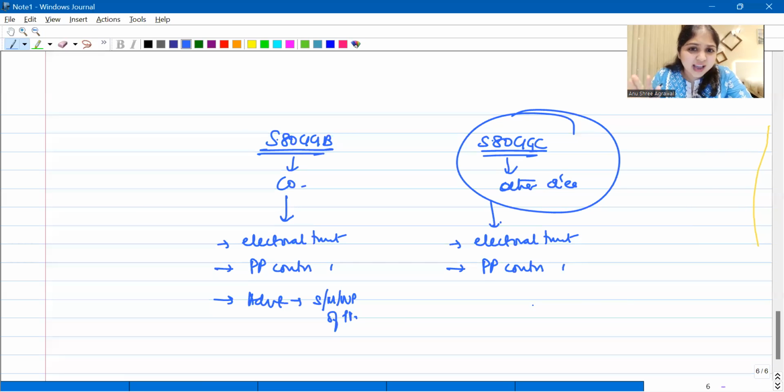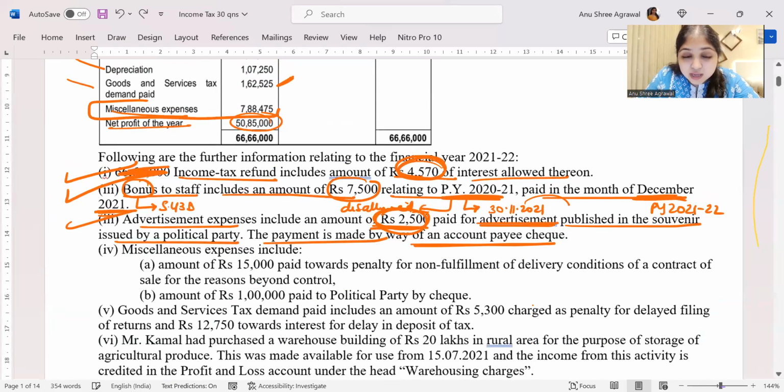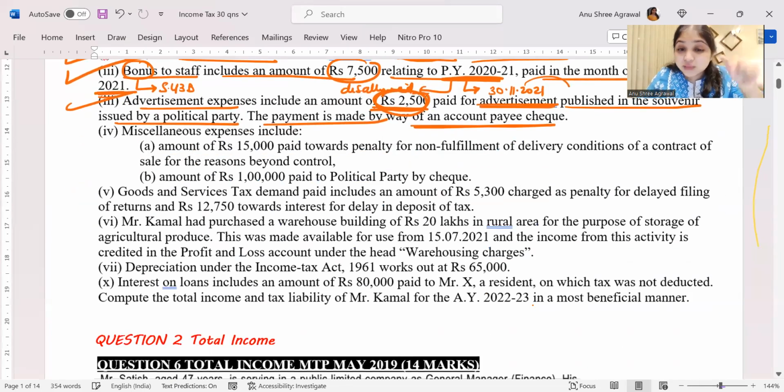So therefore, assessee, I can't give you chapter 6A. Story over. Coming to the fourth adjustment: miscellaneous expense. Remember, we had miscellaneous expense in the P&L account, 7,88,475. This is a very interesting adjustment.